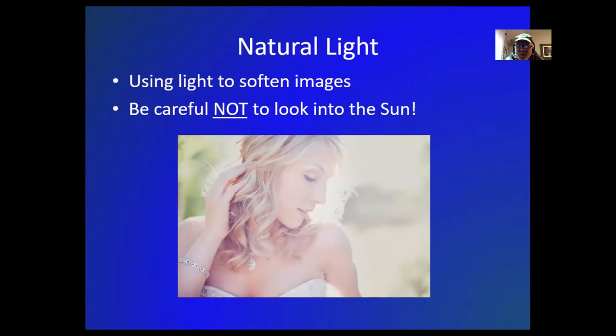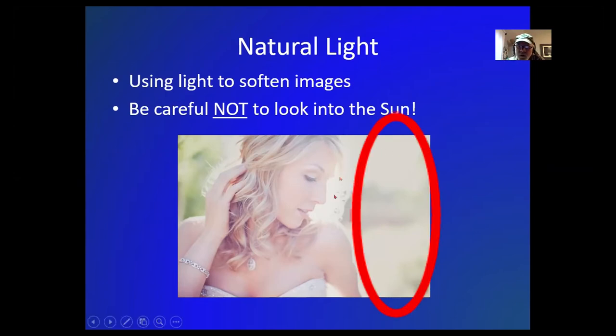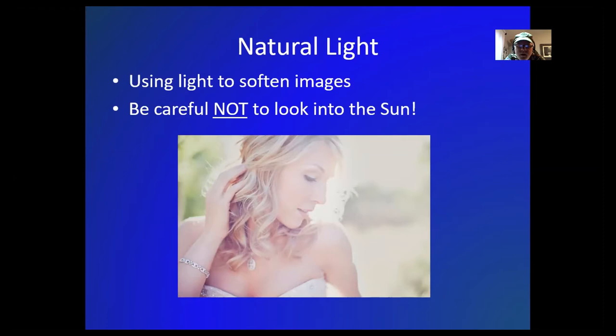Now you can see this one. This woman has got this bright light behind her, which is going to be the sun. Always be careful not to look into the sun. But you can see how it's really softened up her face here. If she had wrinkles, you're not able to see those wrinkles at all. And over here, on this part of the photo, it's so soft that you can't even see what might be in the background. So natural lighting can be used in a number of different ways. One is to light your subjects so that they're crisp and clear, and another is this way so that it's a much softer kind of look. It's very nice for portrait photography.